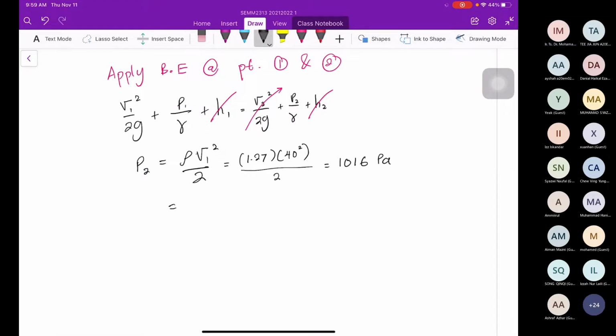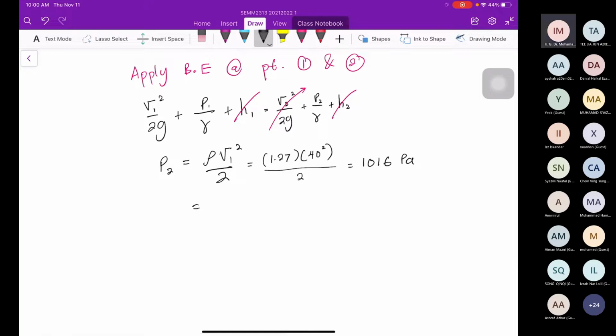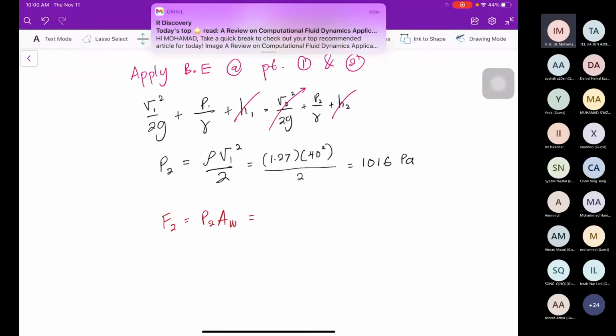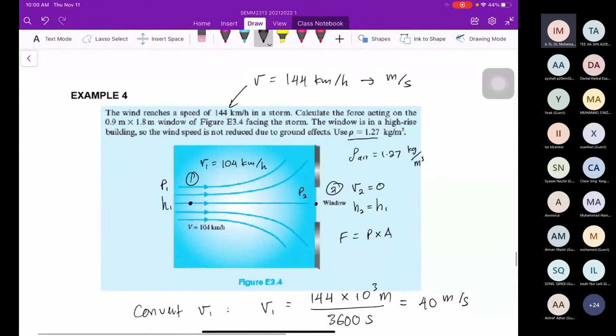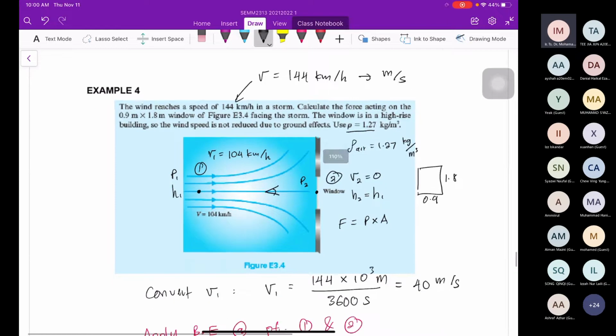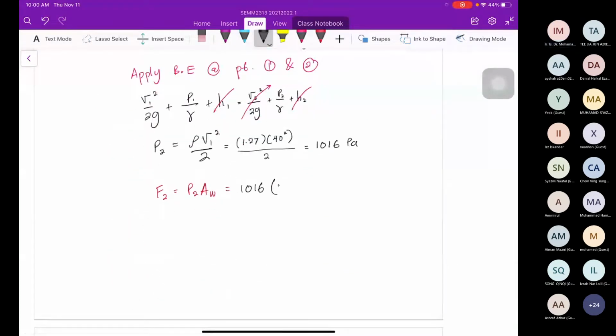From here, I need to find the force. The force at 2 is the pressure at 2 multiplied by the area of the window. So the pressure at 2 is 1016 multiplied by the area. If you look at here, the area of the window will be like this. This is 0.9, this is 1.8 meter. So just multiply. You will get 1.646 kilonewton. That's it.